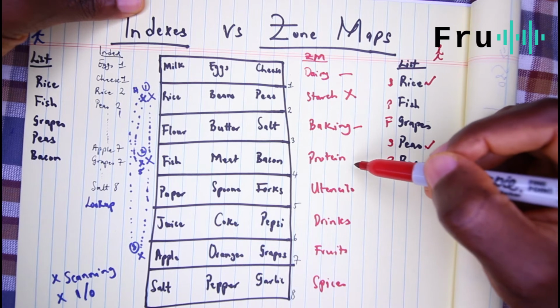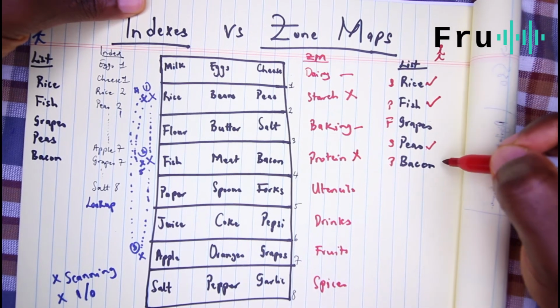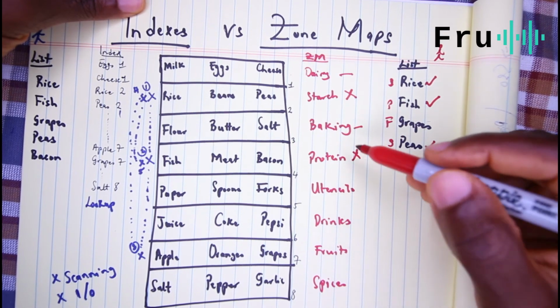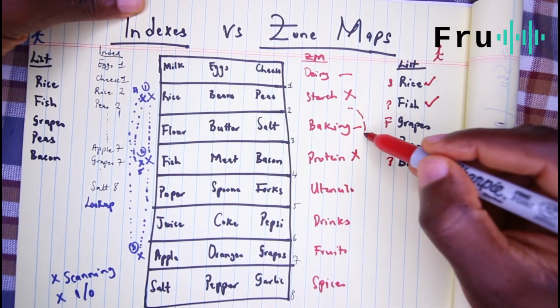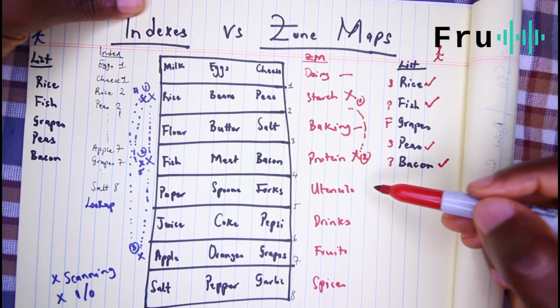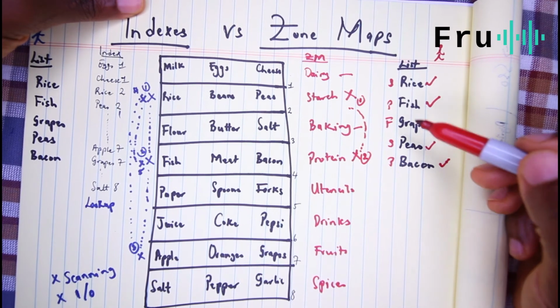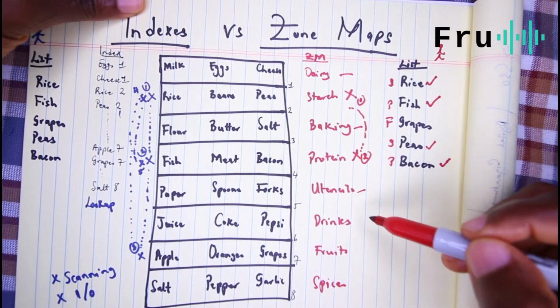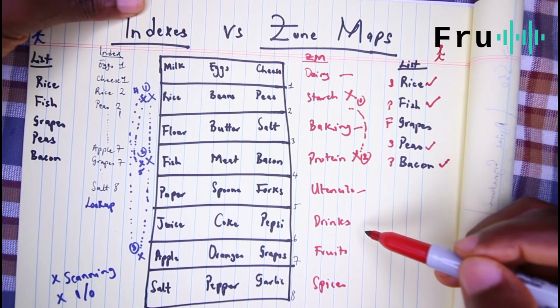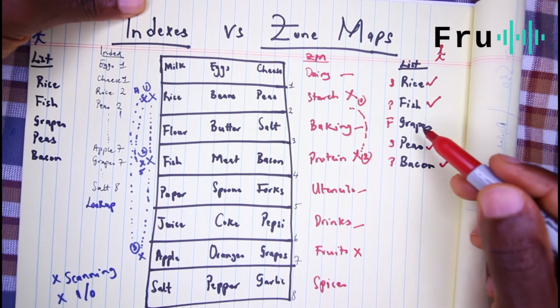And I keep going down. Is there protein on my list? Yep, there is protein. I stop there and I check off the things that I need for protein on my list, all right? And so let me make a dot here. So this is 1, 2, and then I keep going. All right, do I need utensils? Well, there's no U on my list, so I can just simply skip that. All right, drinks, I don't have any drinks on my list. I can skip that. Fruits, yep, I have some fruits on my list, which is grapes.